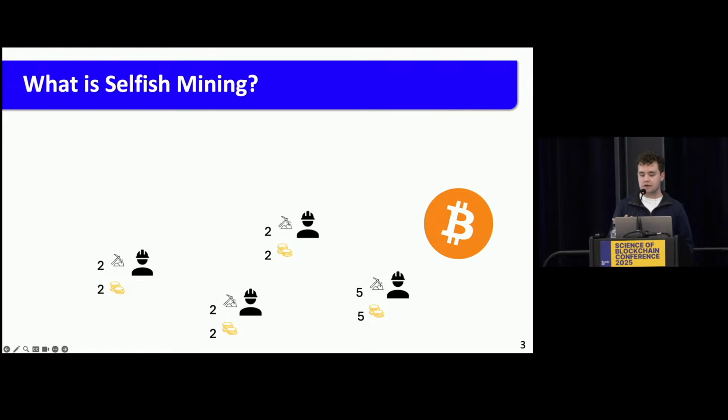To understand selfish mining, let's go back over a decade ago to the early stages of Bitcoin. At this time, there was a widely held belief that Bitcoin was incentive compatible as long as no single miner controlled the majority of the network. In other words, miners were expected to earn rewards proportional to the amount of work they put in. Put simply, more work, more rewards.